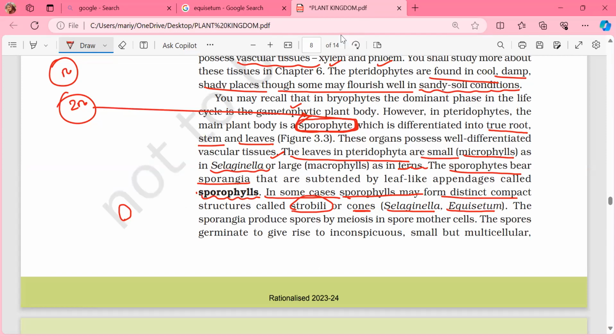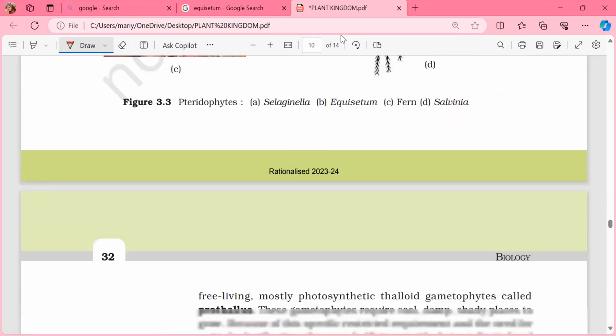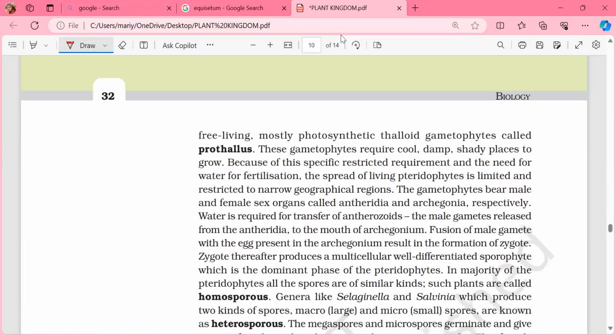And now these sporangia would make spores, obviously by the process of meiosis, in the spore mother cells. And these spores would germinate to give rise to an inconspicuous, small, but multicellular structure. That is the gametophyte. So here everything is happening the opposite of the bryophytes. Like how in bryophytes it started with a gametophyte and then a sporophyte was formed. But here it starts with a sporophyte and then only the gametophyte will be formed.